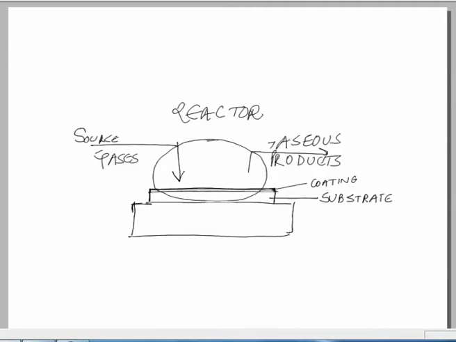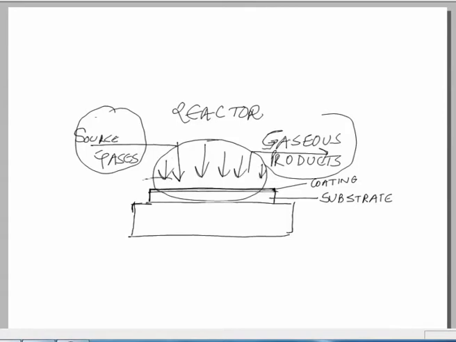So, we can see that the final gaseous products are going out. So, we have an input that is coming and we have an output. The final reaction is taking place on this surface as I am highlighting, and a coating is being deposited on the substrate, and this is a substrate which is heated. It is a heated substrate.